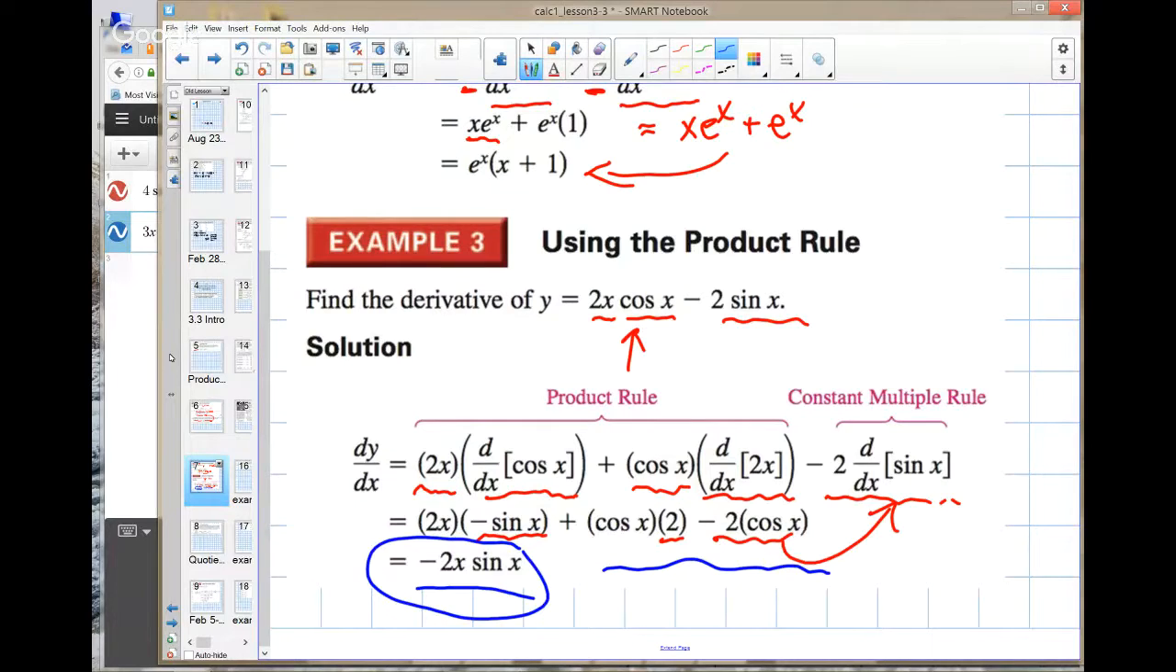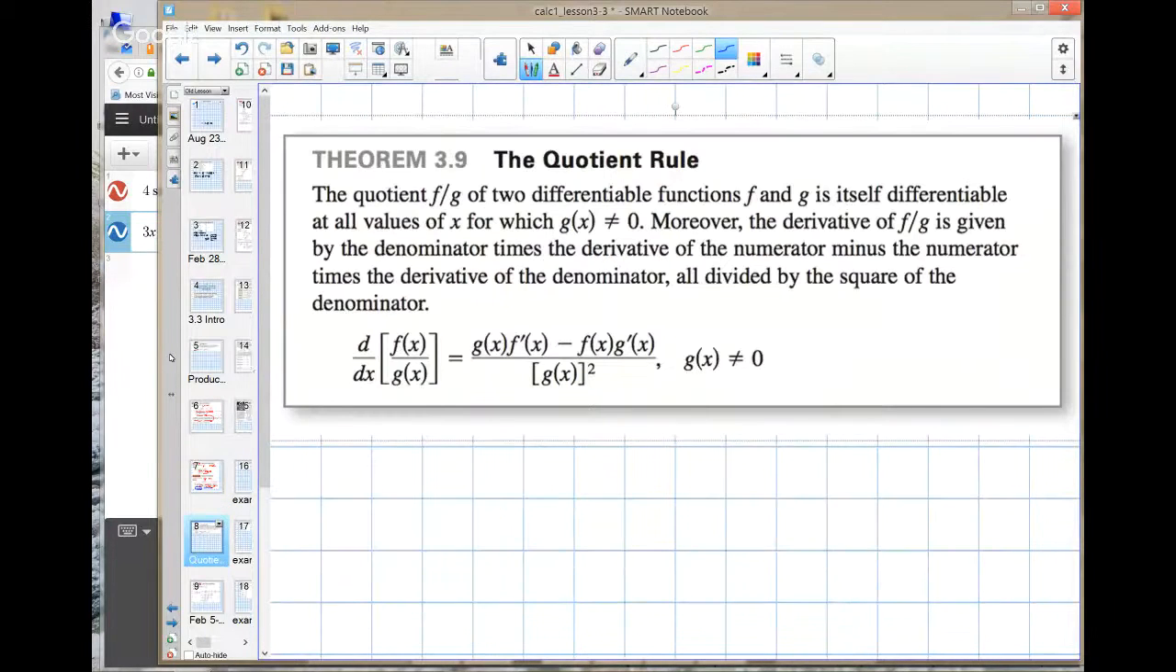All right, I'm going to nail you with another. Now comes another rule, and you're not going to like this one because it's a little bit more complicated. This time we have the quotient of two functions. Quotient, of course, means to divide. So here we're trying to take the derivative of one function divided by another.